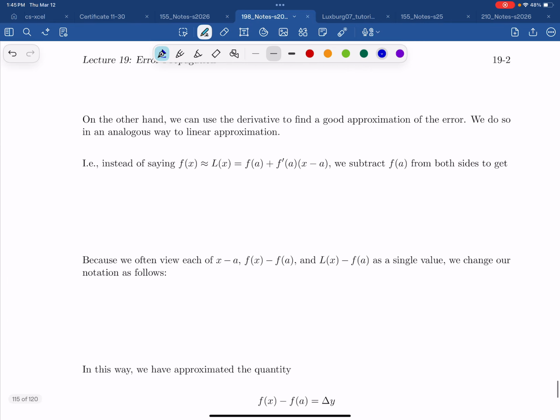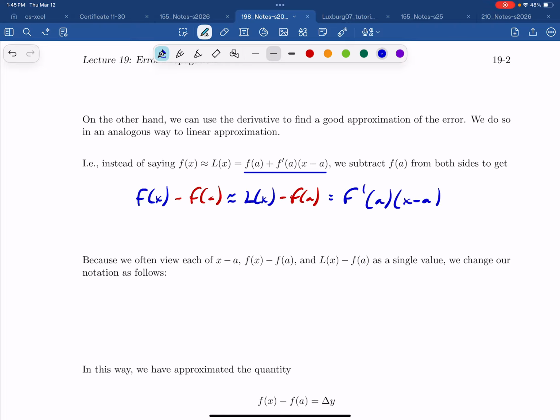So here's how we do it. Instead of saying that f of x approximately equals L of x, the linearization, we have to remember this function, right? Subtract f of a from, I'll say both sides, all three sides, right? So that we get f of x minus f of a approximately equals L of x minus f of a, which equals, well, just f prime of a times x minus a.